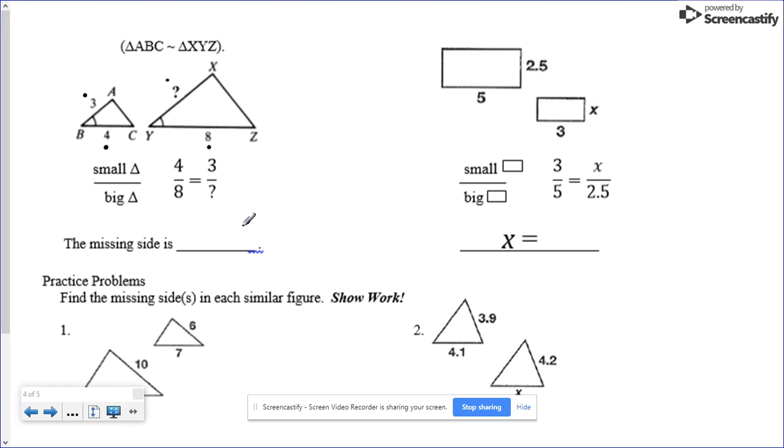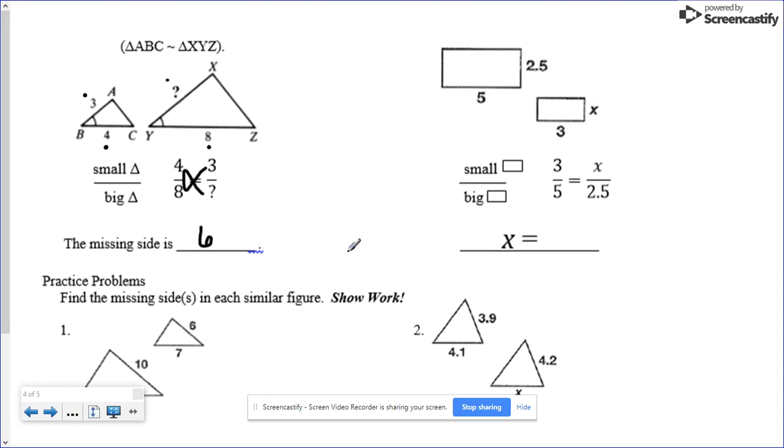Once you set up your fishy problem, now you can solve. So 3 times 8 divided by 4 equals our missing portion. So you're going to need a calculator today. 3 times 8 divided by 4 is 6. So the missing side is 6.